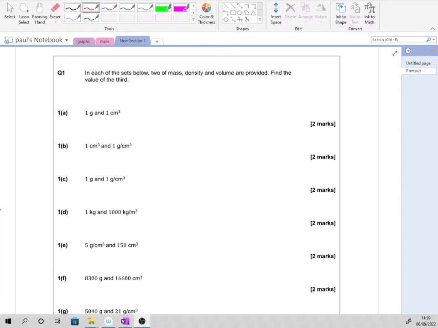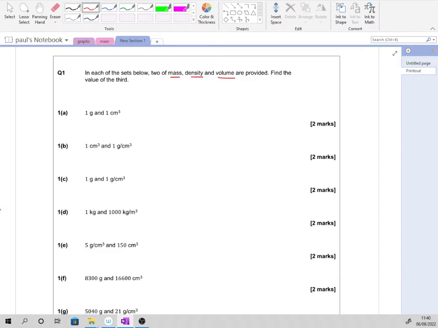Right, this one's density. In each of the sets below, two of mass, density, and volume are provided. So we've got to know the formula of how to work out the third if we know what the other two are.